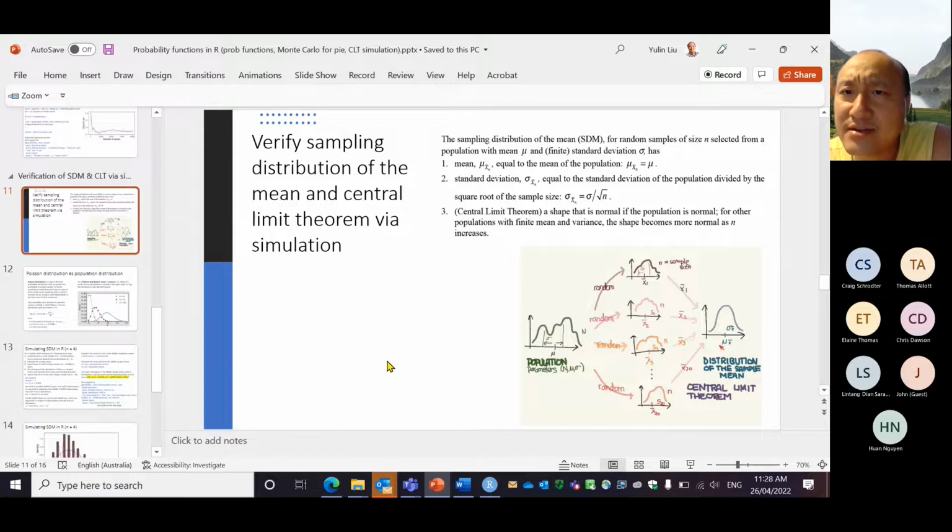We know that if the sampling is random, then the SDM, the sampling distribution of the sample mean, will have the same mean as the population mean. And the variance of the SDM, the variance of the sample means, will be equal to the population variance divided by sample size.